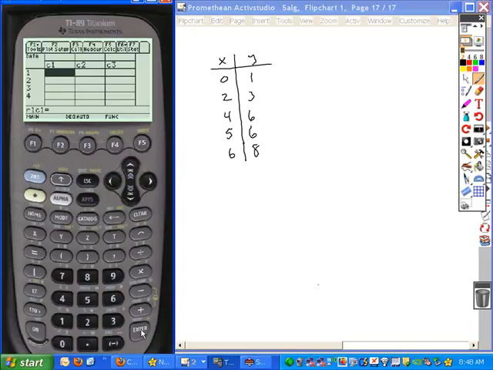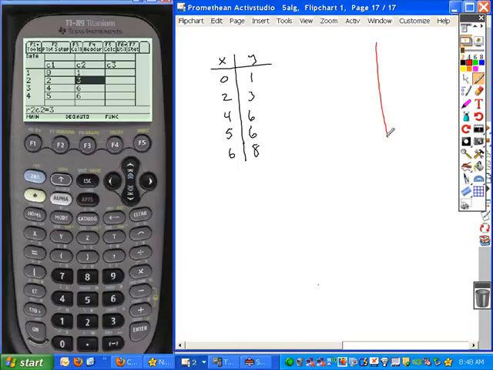Okay, and then you just start entering your X and Y. So if we enter our X coordinates, 0, 2, 4, 5, and 6, and then we enter the corresponding Y's. So I'm just going to go up the column. All right, so I've entered all my information. Can you predict right now whether this is going to have a positive or negative correlation?